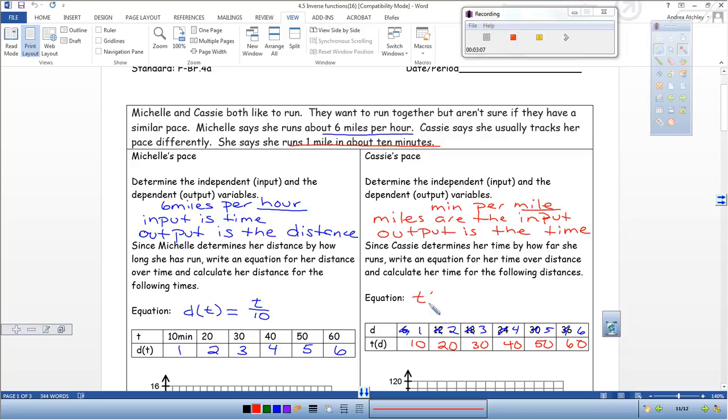So the time over distance, okay, what am I doing to the 1 to get 10? So 10 times the distance. Any questions over that? Okay.